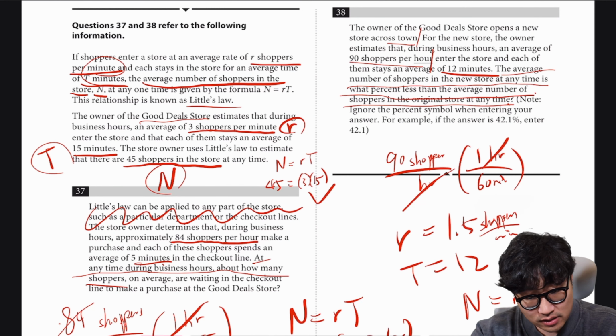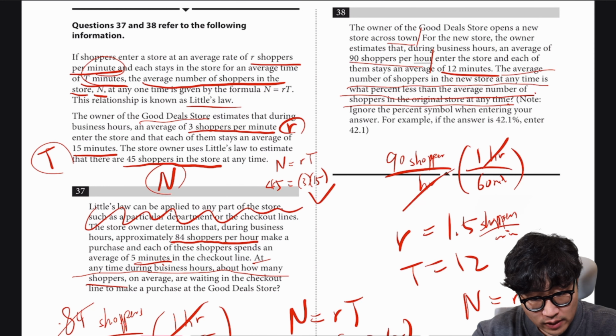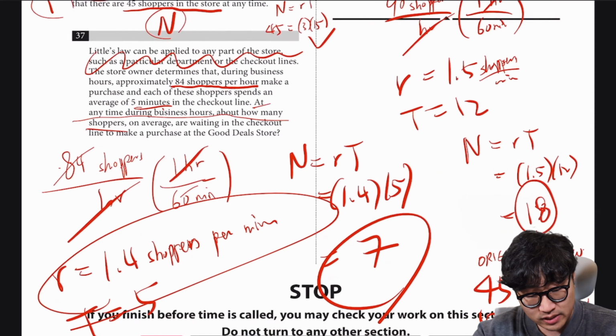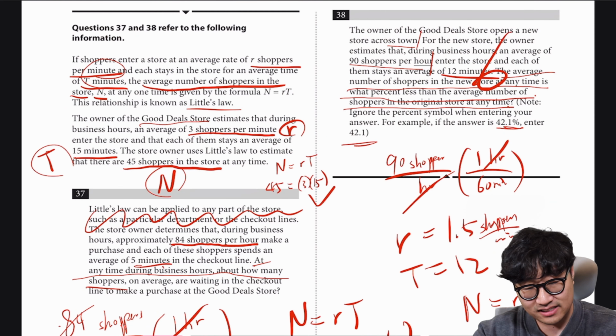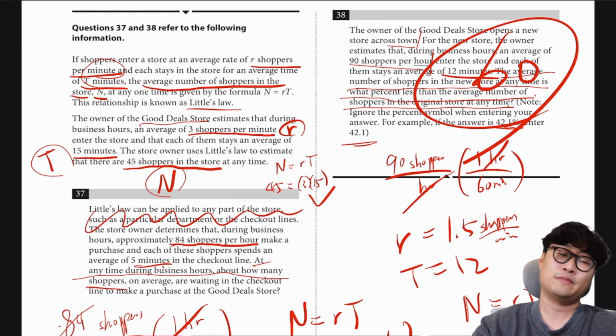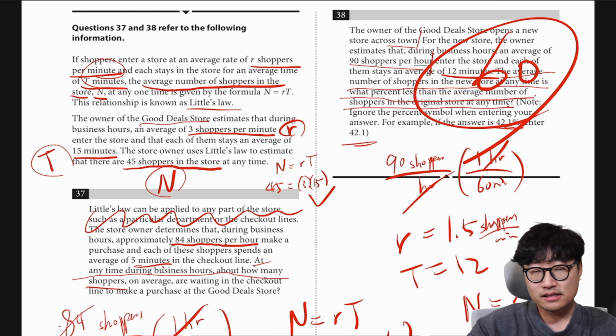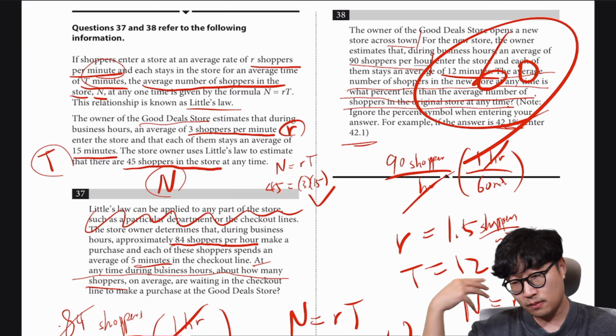So what do they want? If your answer is 42.1%, right? Yeah, so I got it. 60 is my answer then. 60%, 60 is my answer. And that wraps up the entire section 3 and 4 of practice test number 3.